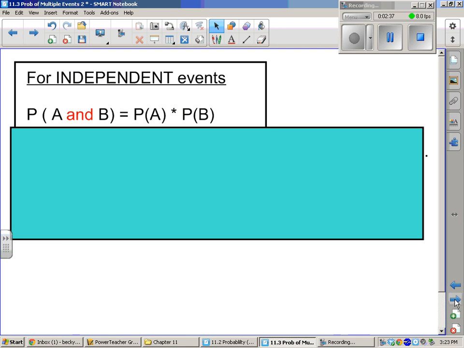All right, independent events. So we read this as probability of A and B. All you do is you take the probability of A and you multiply it by the probability of B. As long as they're independent. Yes, this only works for independent.